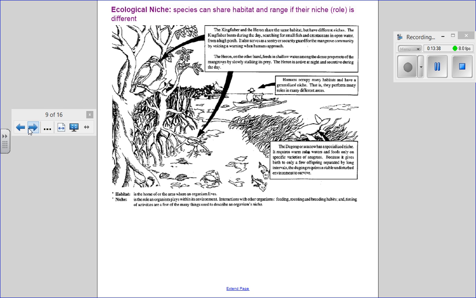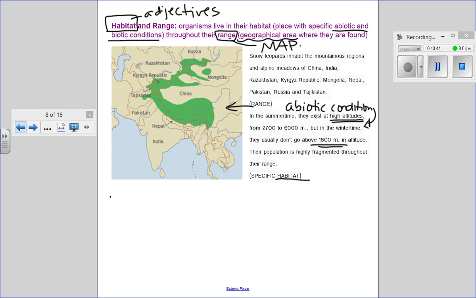The other thing that we should mention, actually let's go back. Something then that I would ask you to do on your own is to think of an organism that you know about and try to describe first its habitat and then its range. So what kind of conditions does it live in? And then where does it live if we're talking about a map?